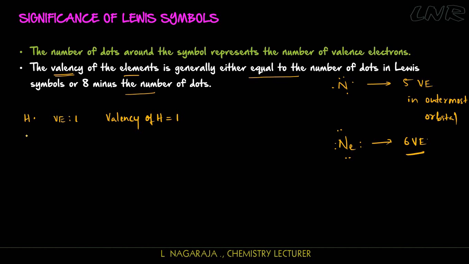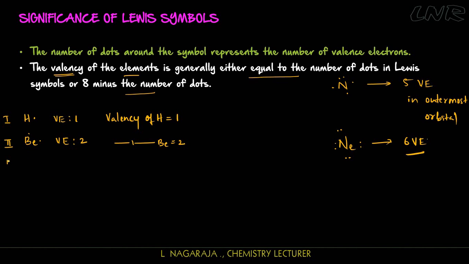And next let us take the element beryllium. This hydrogen is present in the first group, and this beryllium is present in the second group. So beryllium contains 2 valence electrons. The 2 valence electrons are represented by writing 2 dots. So valence electrons of the beryllium is 2, right? And the valency of the beryllium is also equal to 2.